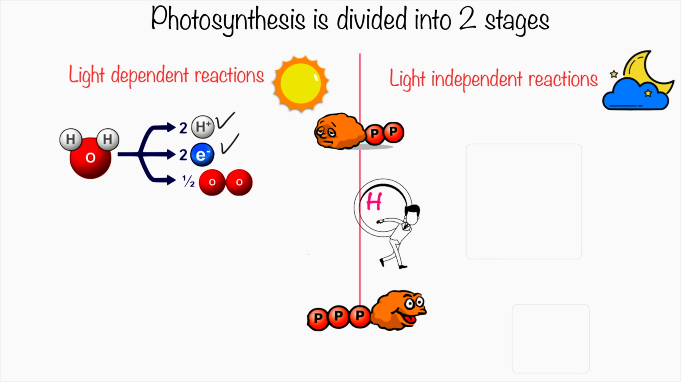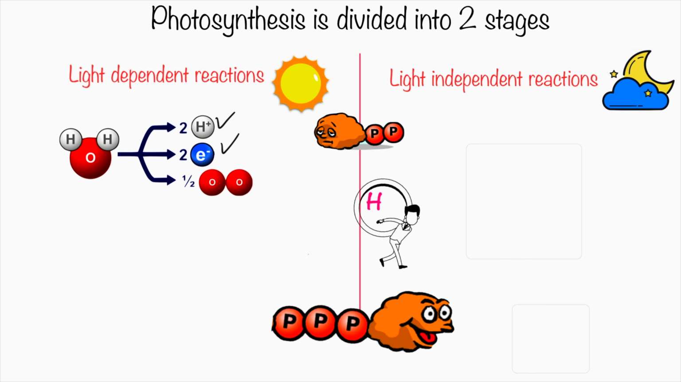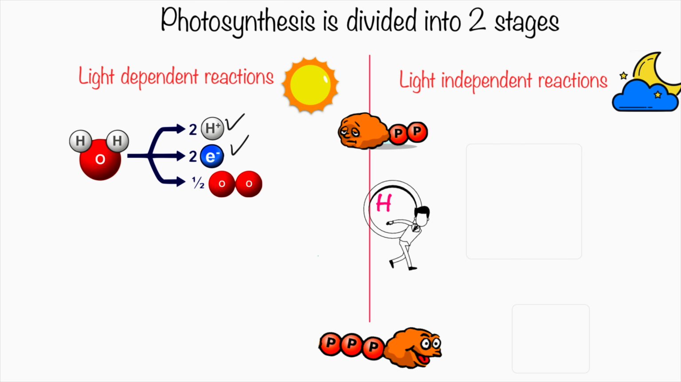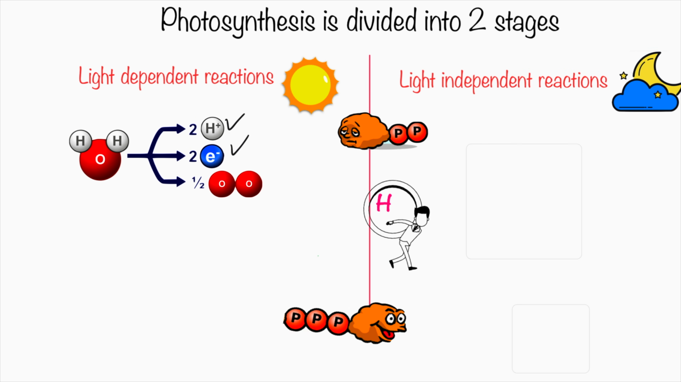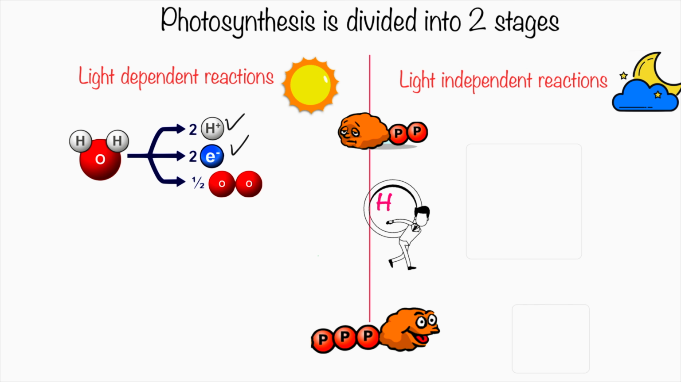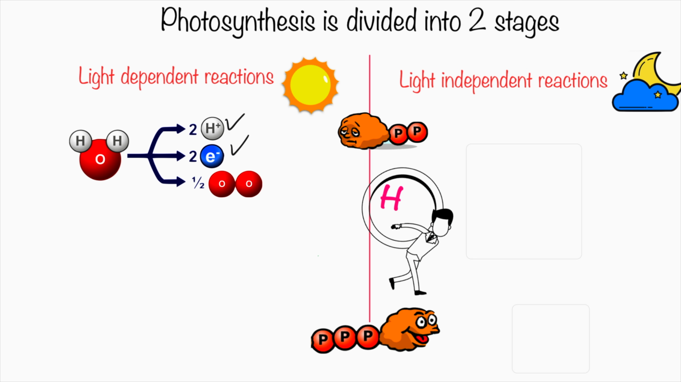In addition, we're going to use those hydrogen ions to generate ATP. So we're also going to make ATP with those light-dependent reactions. In the stroma where the light-independent reactions take place, we're going to take the products of the light reactions, which are the ATP and the reduced NADP. We're going to use them to fix carbon dioxide.